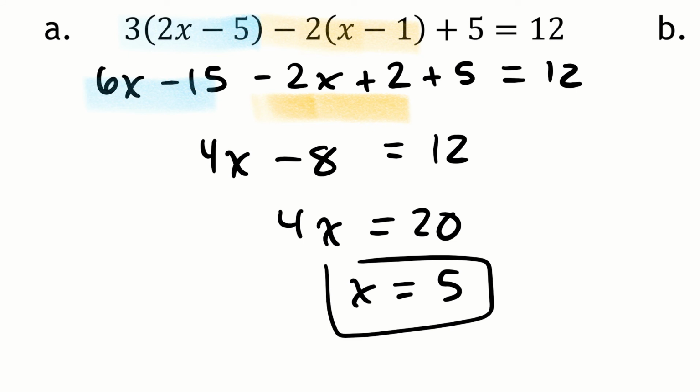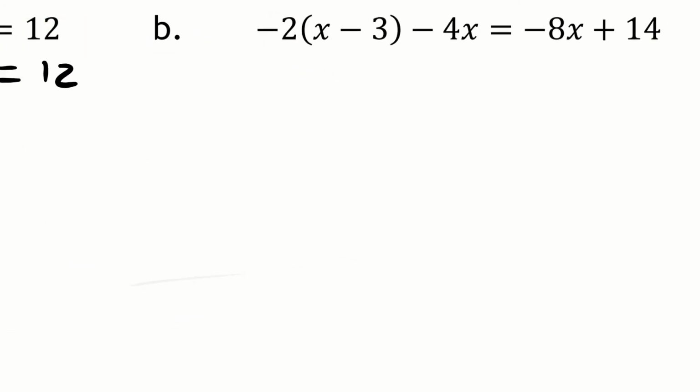From rewriting to collecting like terms to the addition property of equality to the division property of equality. So x is 5 for A. Let's move on to B.